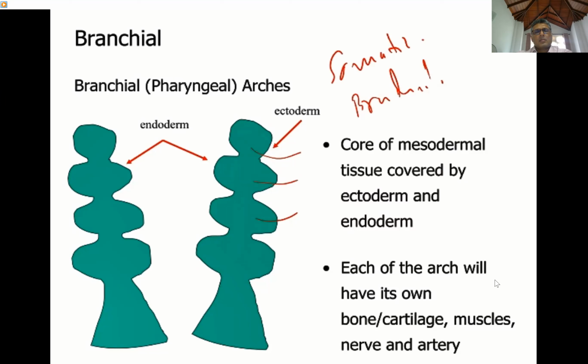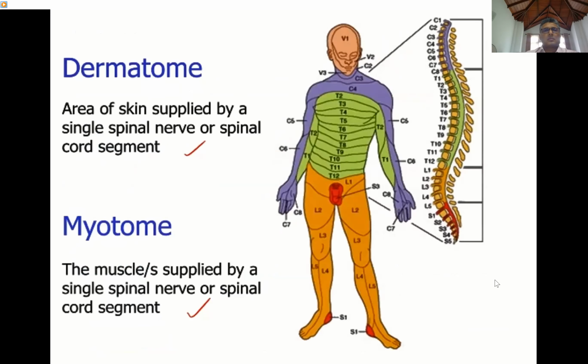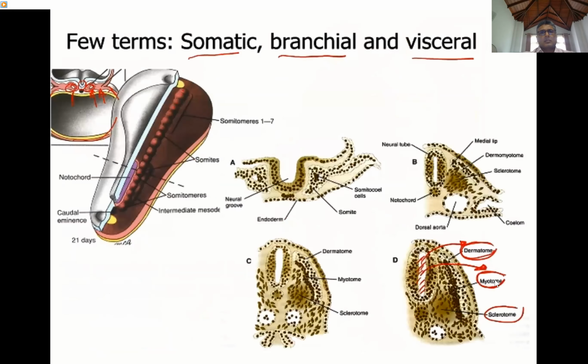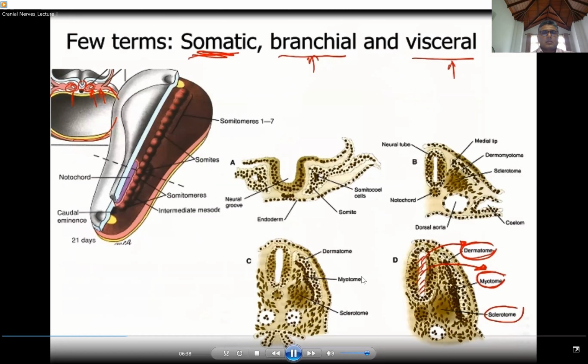And when it comes to the internal organs, the visceral organs like heart, gut, lungs, and blood vessels, the nerves that supply these structures are called visceral nerves. So this is how these three terms come into existence. Somatic in relation to the somites, branchial in relation to the structures developing from branchial arches, and visceral in relation to the internal organs.